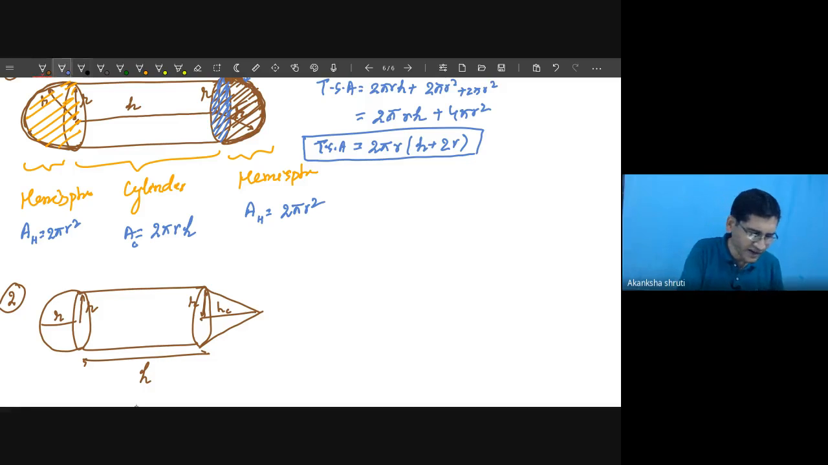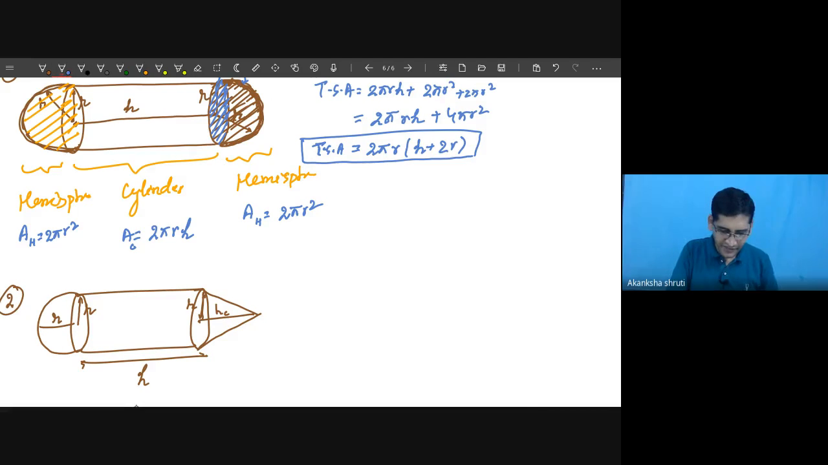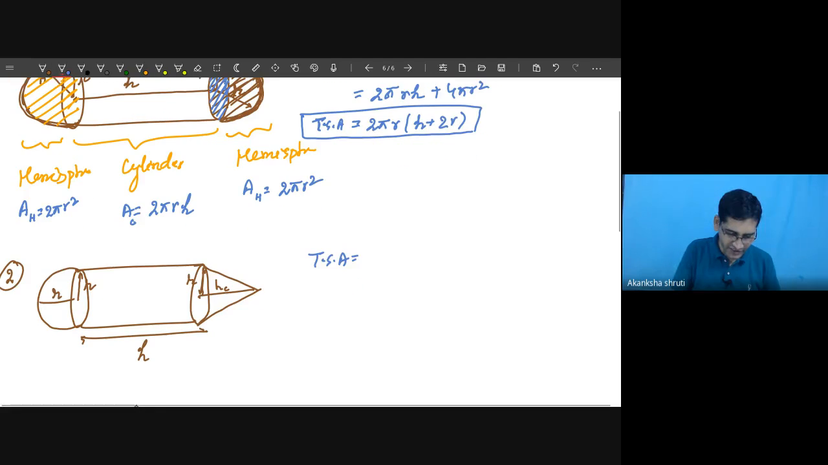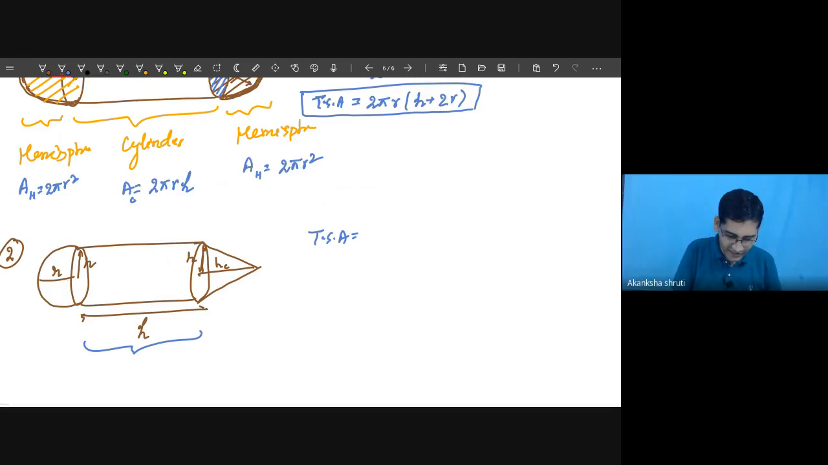These things are required. So for the TSA, I need to consider, for this cylinder, their curved surface area. So their curved surface area I need to take, it is obtained by 2 pi r h. For this cone, again we need only their lateral, not the total. So their CSA for this cone is obtained by pi r l.